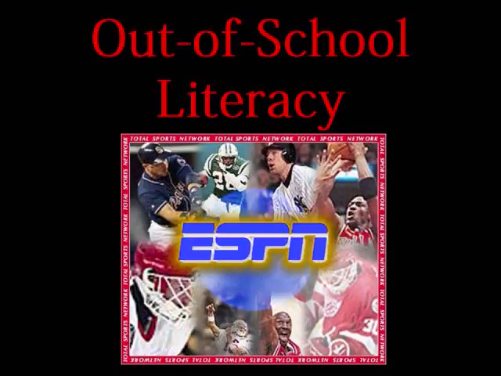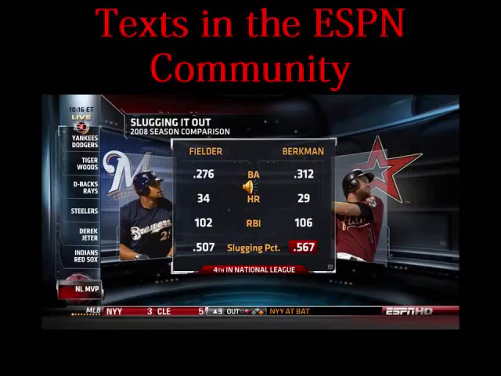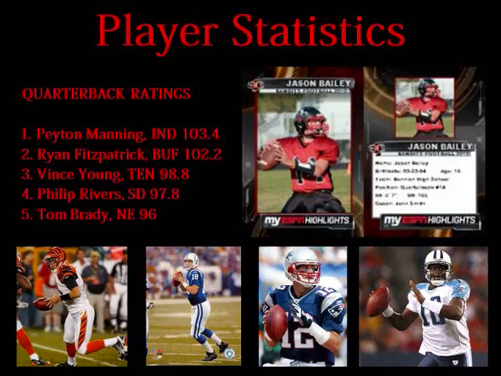Some shows focus solely on a specific sport, while other shows such as SportsCenter chronicle many different sporting events. Sports such as basketball, baseball, soccer, tennis, and even poker can be studied on ESPN. There are many different forms of text in the ESPN community. One form of text commonly seen on ESPN is player statistics. These include batting averages, points scored, touchdowns, yards ran, and other pieces of information that apply to only one player in particular.